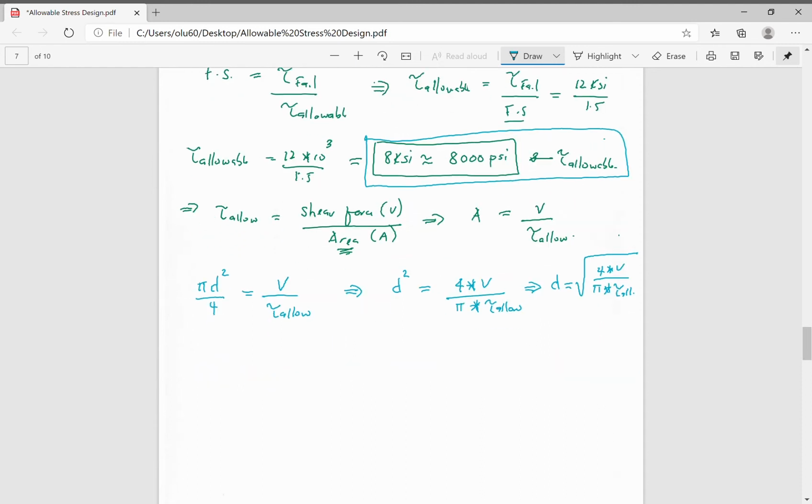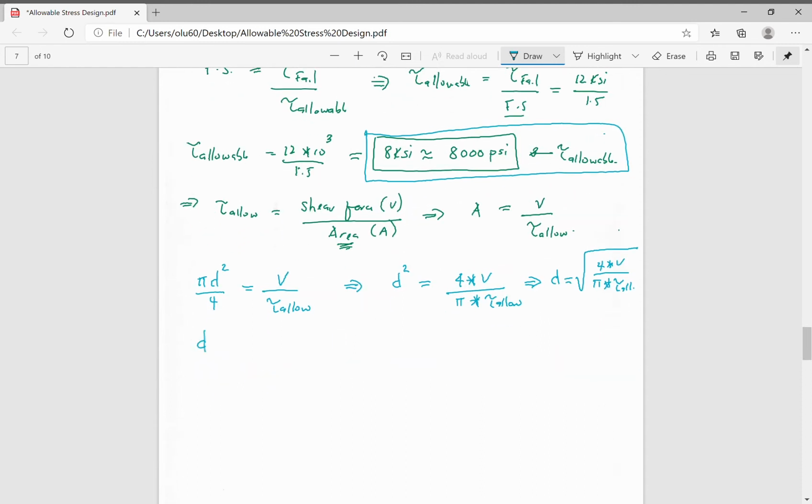Okay, so now we can solve for dA, which is the diameter of pin A, and it happens to be 0.75 inches. Because you know what V is, you know what this value is, you know what this value is, you can plug it in. So that'll be a great exercise for you guys to do.